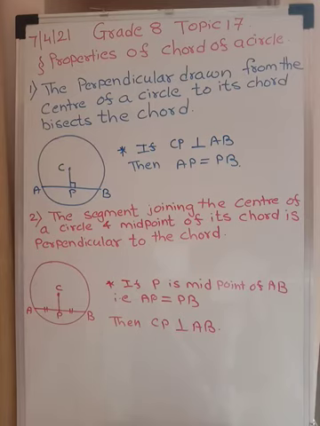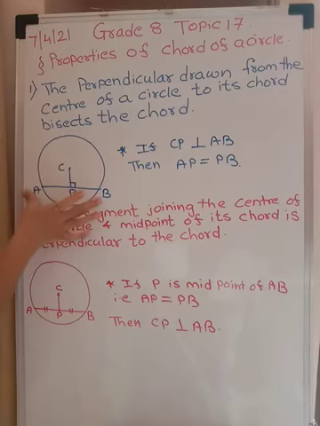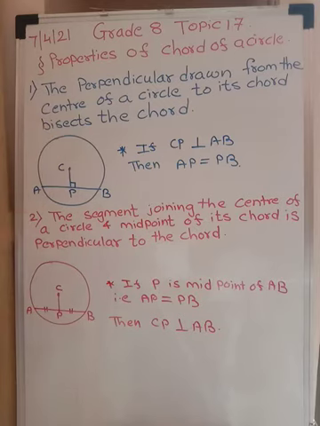Is this clear? So here what is the requirement? Perpendicular sign is the requirement. If CP is perpendicular, then P will be the midpoint of AB. Now just the reverse of it, the second property. The segment which is joining the center of a circle and the midpoint of a chord. Now AB is a chord and P is the midpoint. That means AP will be equal to PB.